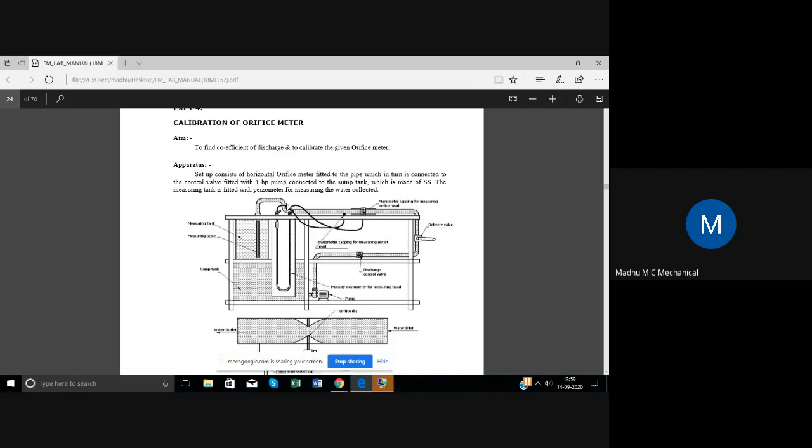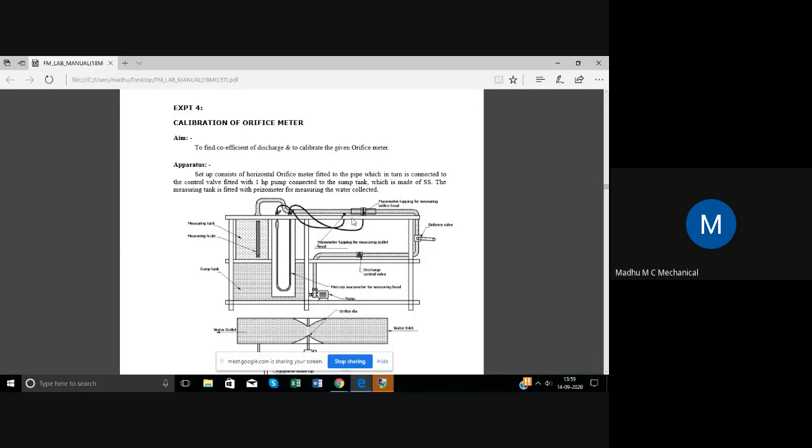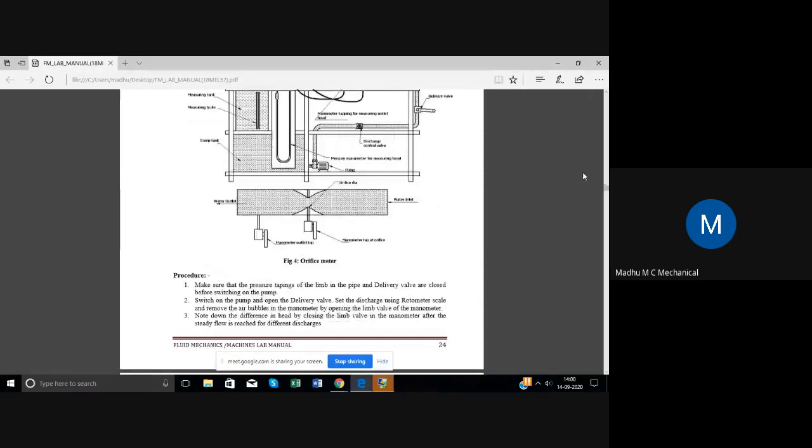Then here you have the circular pipe, and a manometer is connected. This is the manometer. All of you know that a manometer is used to measure the pressure difference between two points in a pipe. Then this is the pipe, and inside the pipe you have the orifice. Then the water will get discharged. There is a pump to pump the water and allow it to circulate inside the pipe. This is the sketch or figure of the orifice meter that you are going to see.